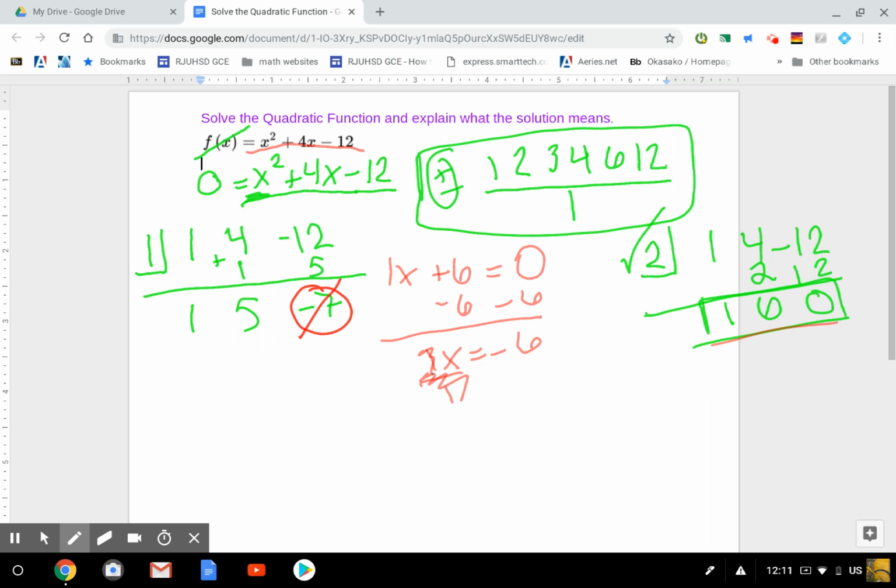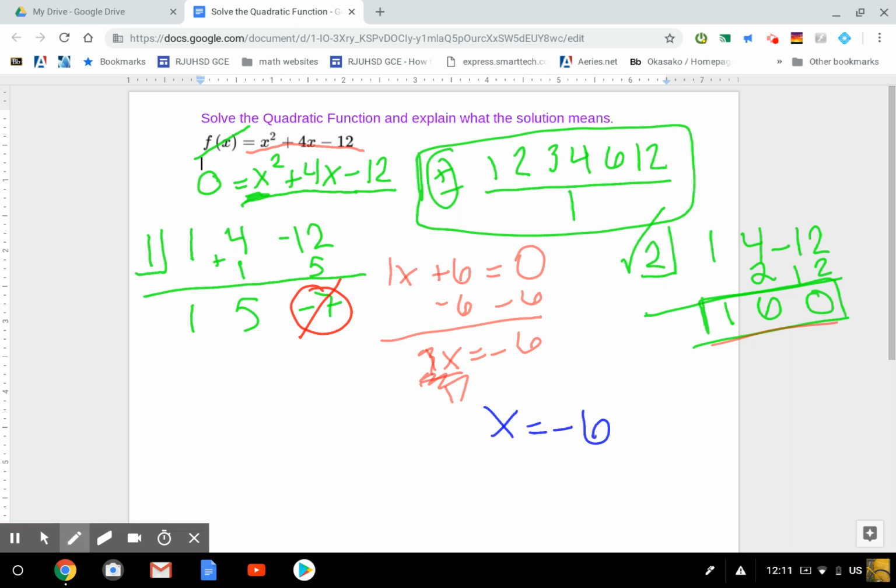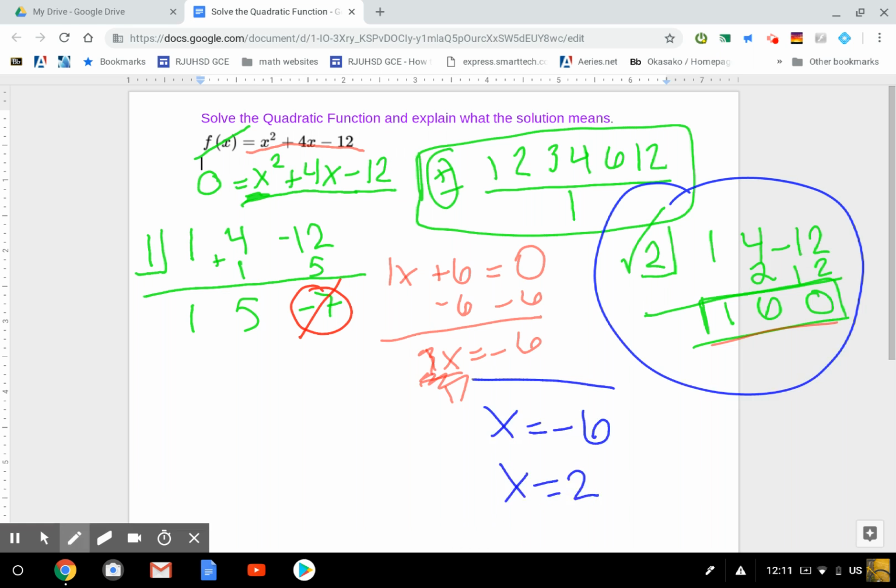So you know that your answers to this problem set are going to be x equals negative 6 and x equals 2. And we know it's 2 because this worked out. So here are your answers. That's how you do synthetic division.